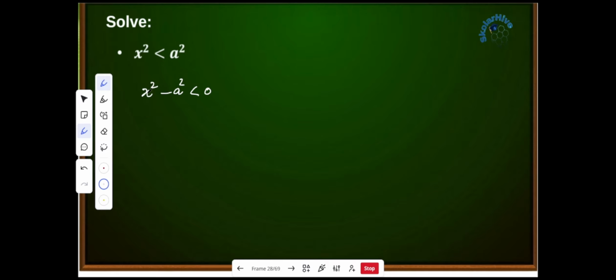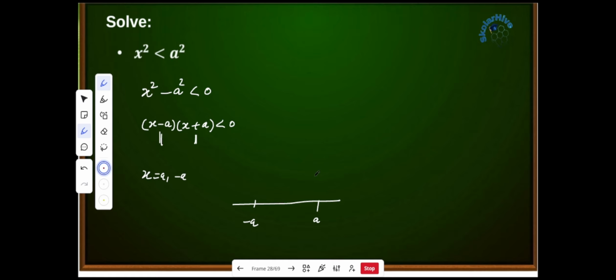Once you write it as x square minus a square, by using the identity we can write (x minus a)(x plus a). Now this is in the form of a product of linear factors, so we can use the wavy curve method by equating to zero the critical points. The critical points will be a, and by equating x plus a to 0, minus a. So the critical points are a and minus a. By plotting these on the x axis, the critical points are minus a and a.